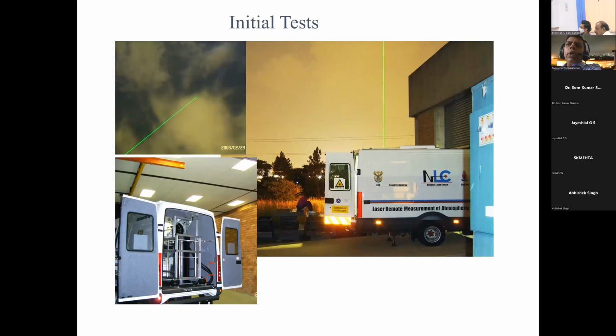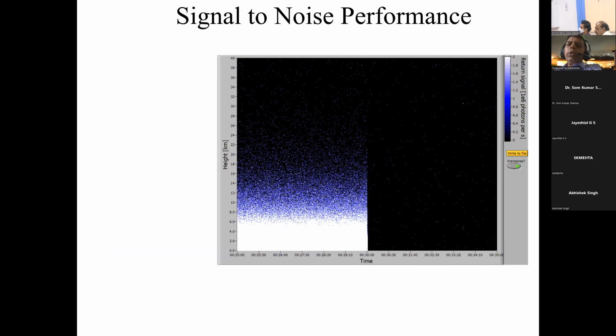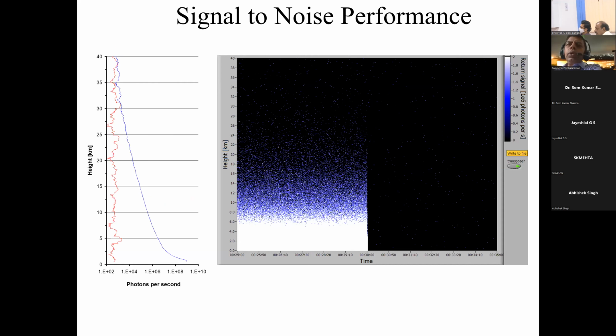This is the system when we operated it in our laboratory environment, and thereafter we moved it to make measurements outside. This is just to introduce the signal to noise performance. The noise is given in red and the signal in blue. To determine the noise, we switched off the laser while the detection system was on, so you can see the background light captured on the right-hand side.